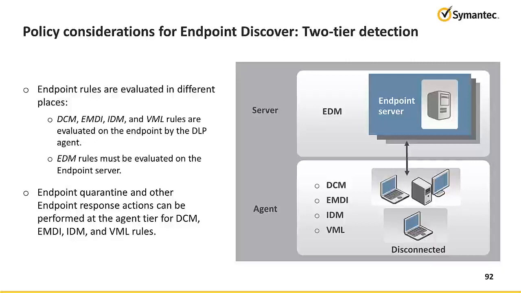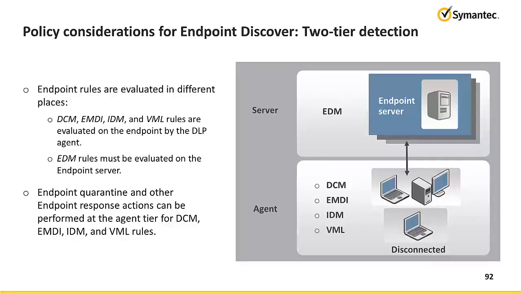As you configure detection rules for your DLP endpoint policies, it is important to remember that these rules are evaluated in different places depending on the detection method, which can have a significant impact on performance. Rules that are evaluated locally on the endpoint by the DLP agent provide the best performance. For Windows endpoints, local evaluation is available for DCM, Described Content Matching Rules, EMDI, Exact Match Data Identifiers Validators, IDM, Indexed Document Matching Rules, and VML, Vector Machine Learning Rules.